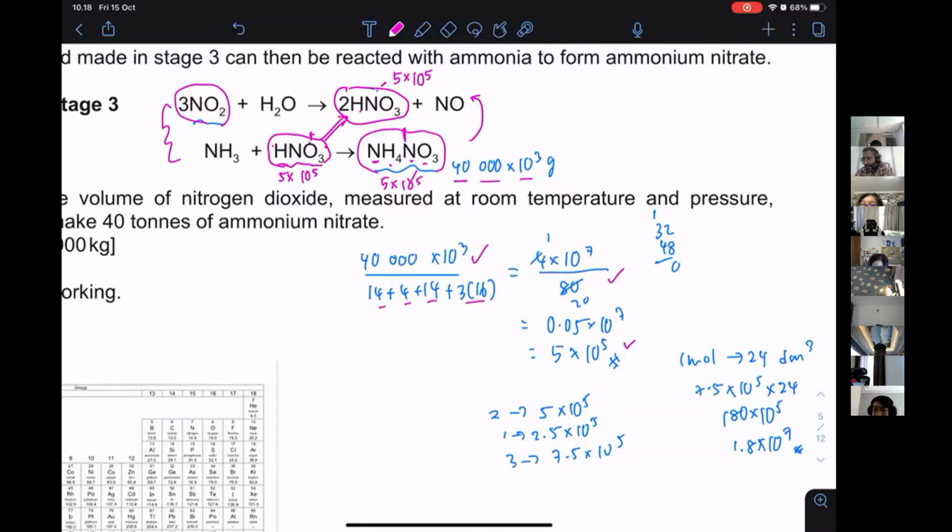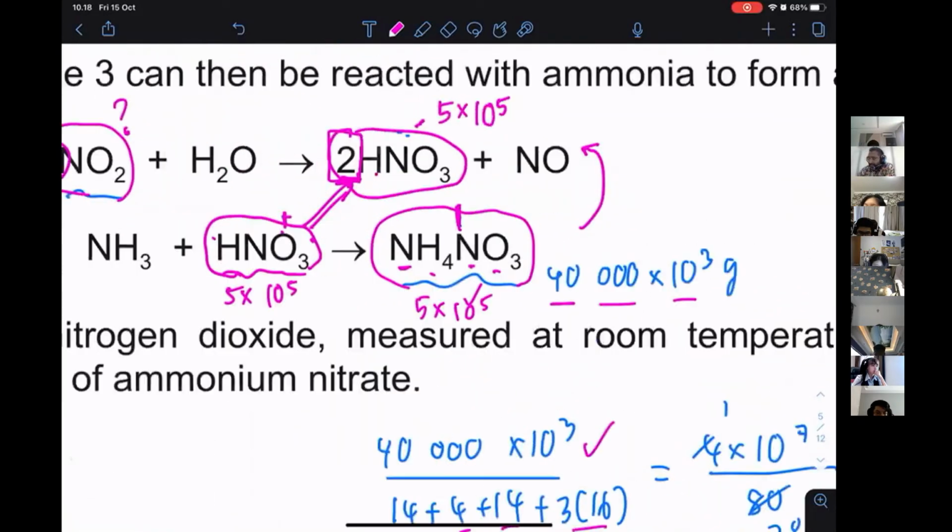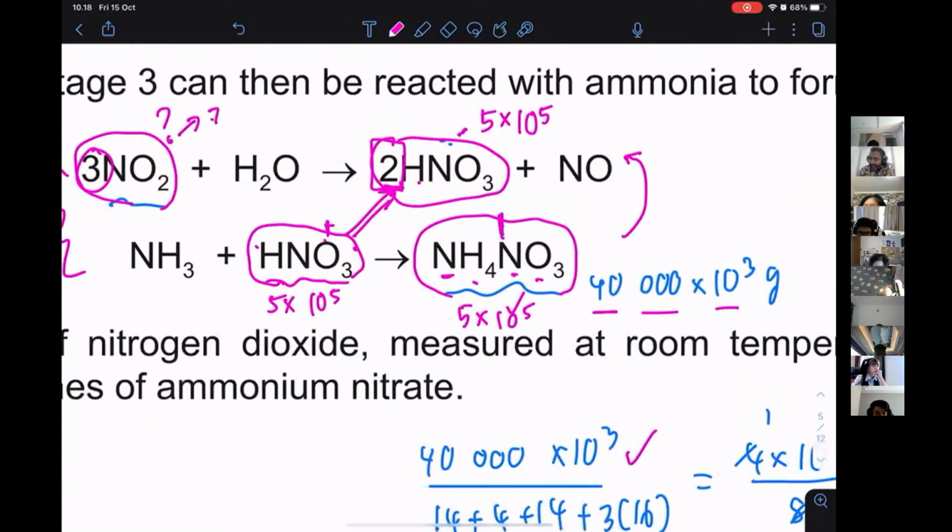Now, once you have that, I need to calculate what is this. So now you use the ratio, the 2. 2 is representing 5 times 10 to the power of 5. So what I can do, I just say 1 is 2.5 times 10 to the power of 5. So 3 is going to be this one times by 3. So eventually you can calculate, you will get this as 7.5 times 10 to the power of 5.